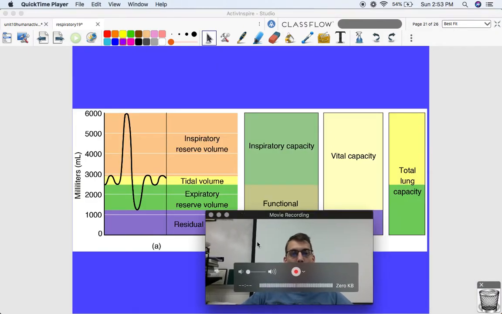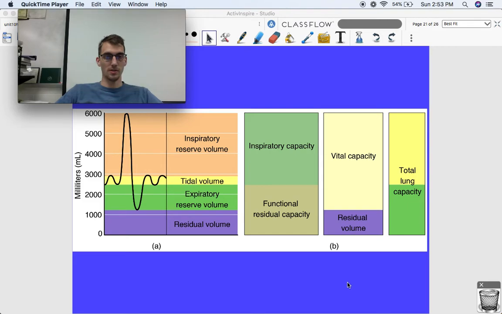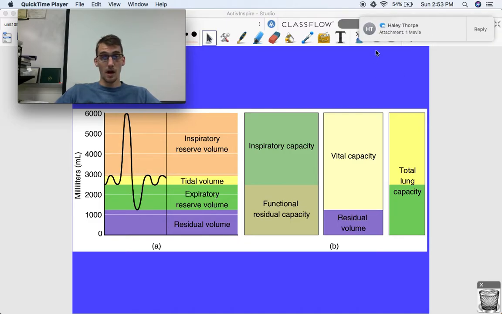Same thing over here. Here might be a clearer picture. Here is the vital capacity. It's inspiratory reserve, tidal, and expiratory reserve volume.